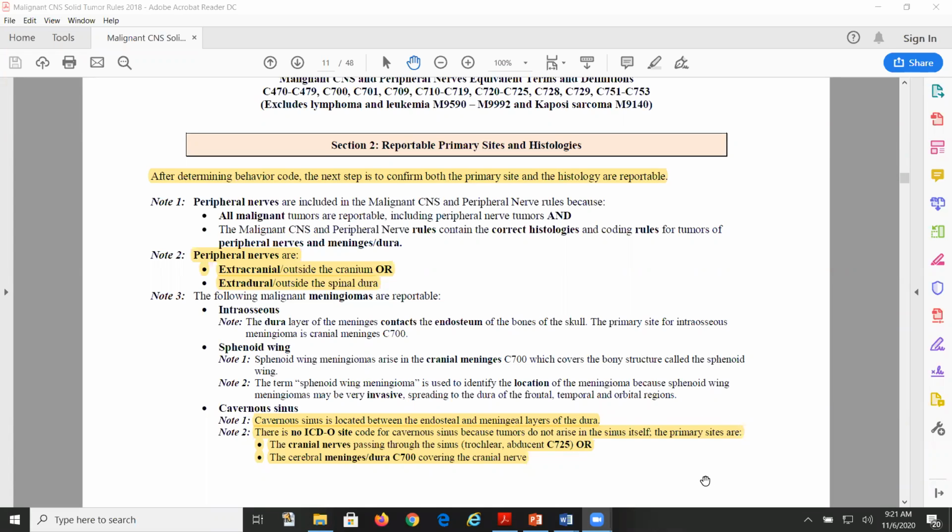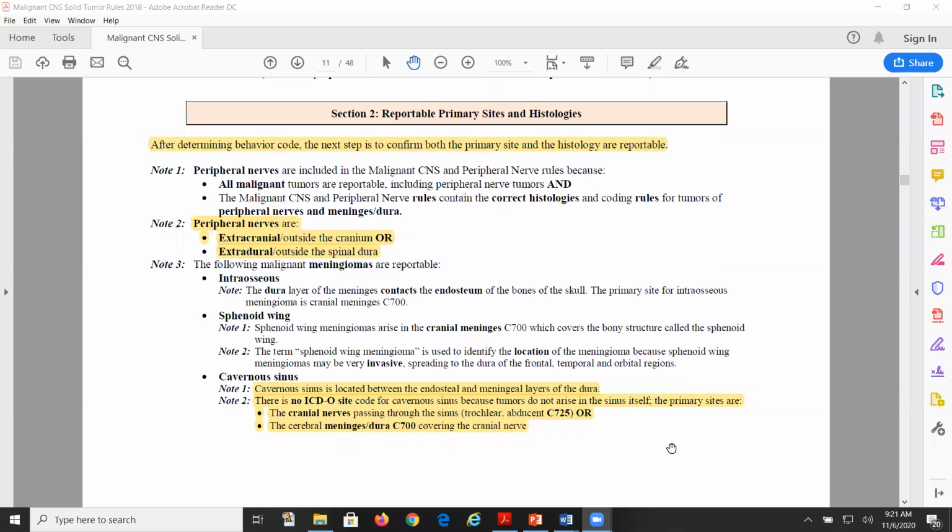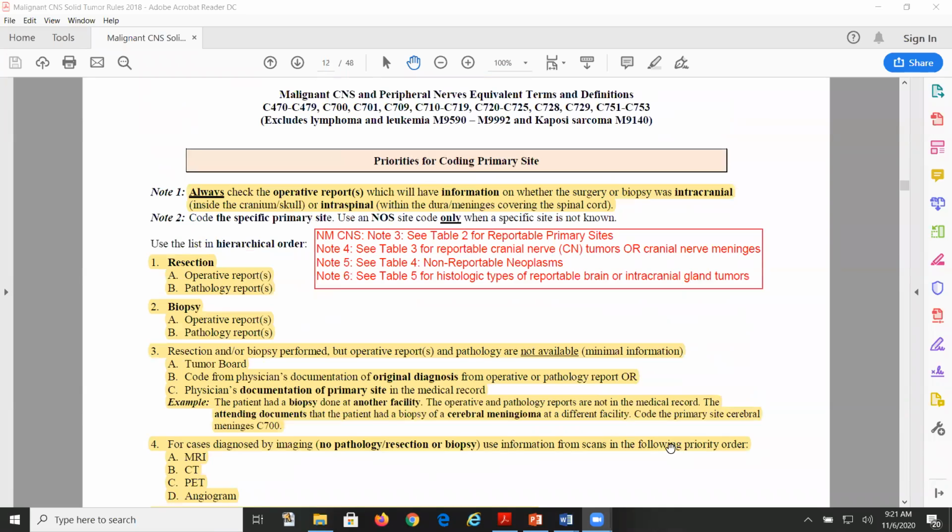Cavernous sinus is located between the endosteal and meningeal layers of the dura. There is no ICD-10 site code for cavernous sinus because tumors do not arise in the sinus themselves. They either arise in the cranial nerves that pass through the sinus, for example, C725, or the cerebral meninges that cover the cranial nerve, C700.